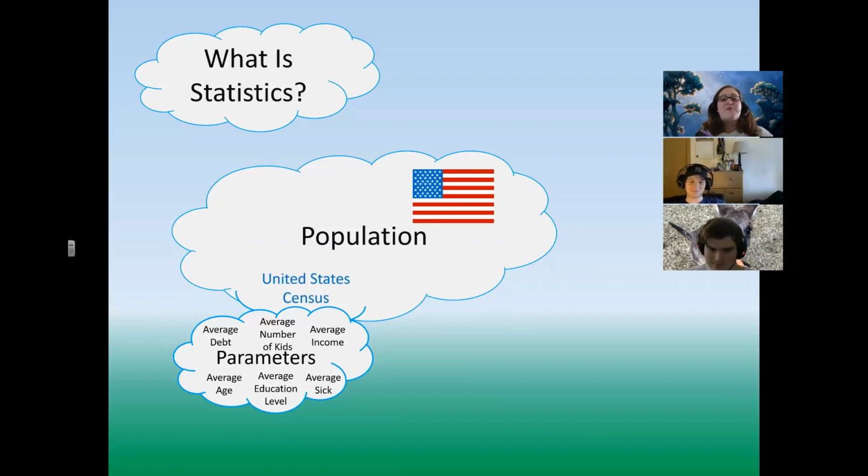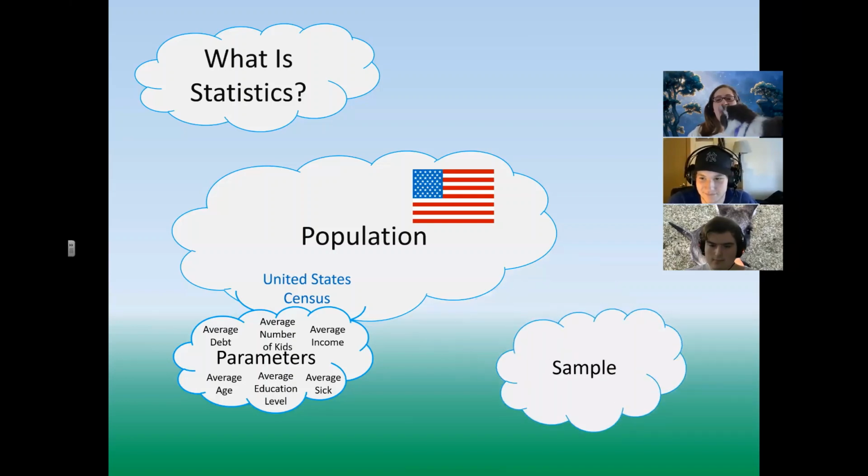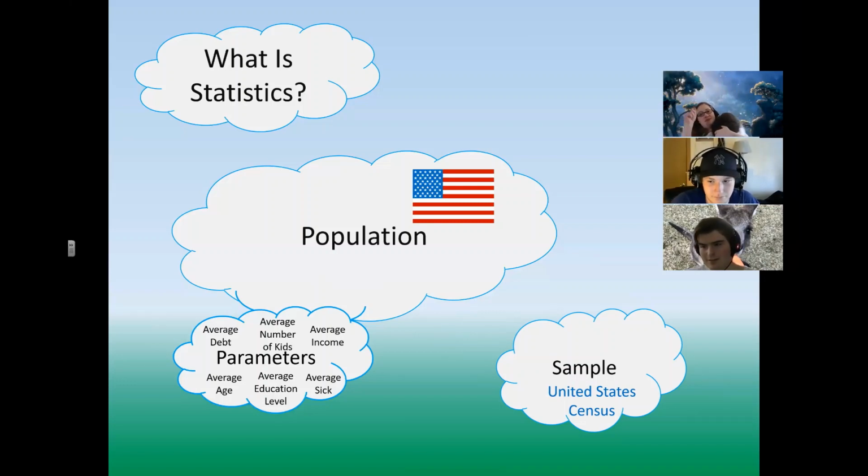Okay, so the way that America tries to get this information is by doing the United States Census. So have you guys heard of the census? Yes. Have you filled out your census? My parents have. Okay. The census is actually a very important part, but it is actually a sample because not everybody is included in the census. Like, who would not be included in the U.S. Census? People who don't fill it out.